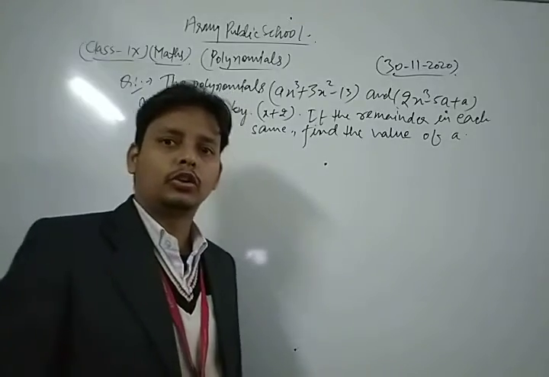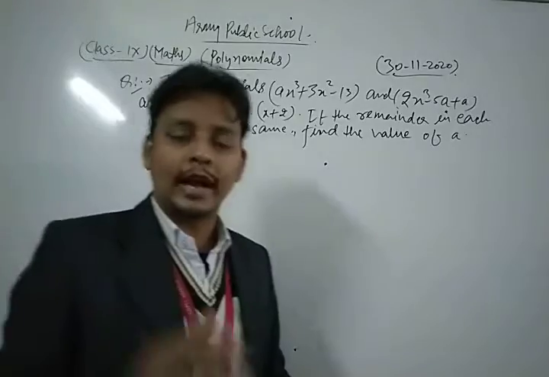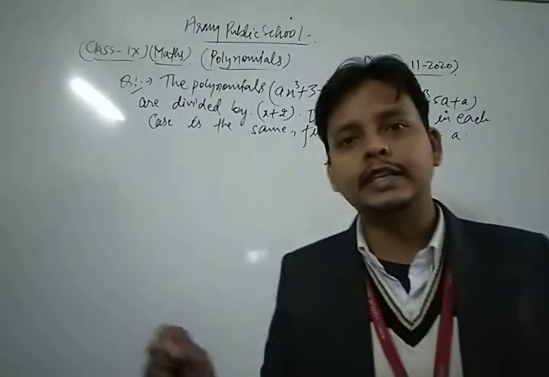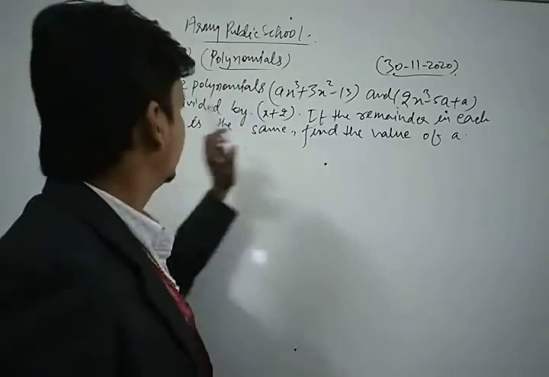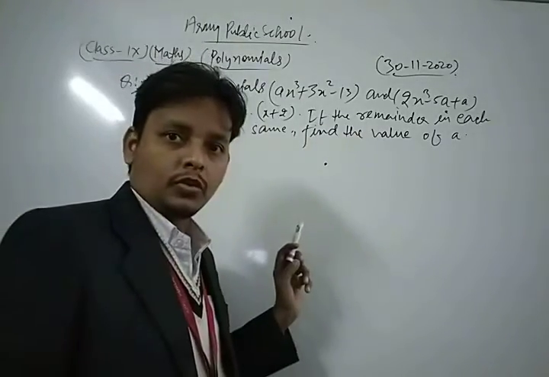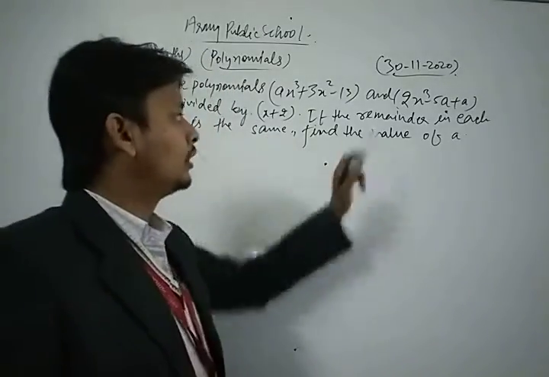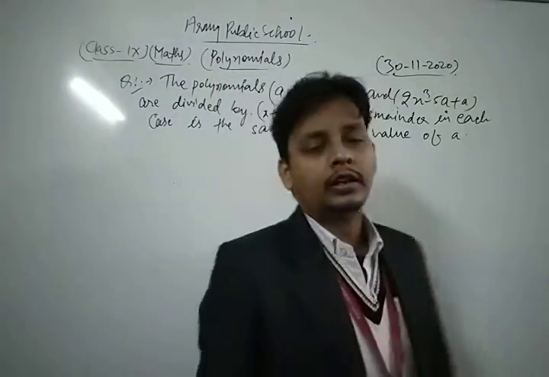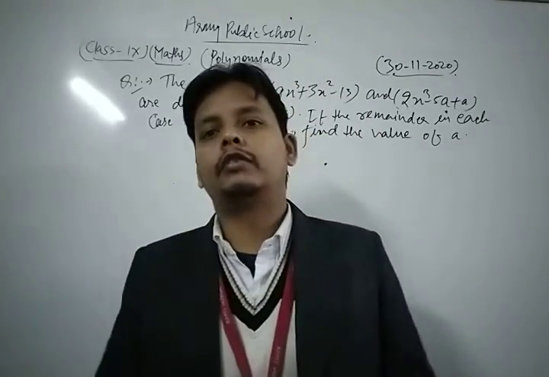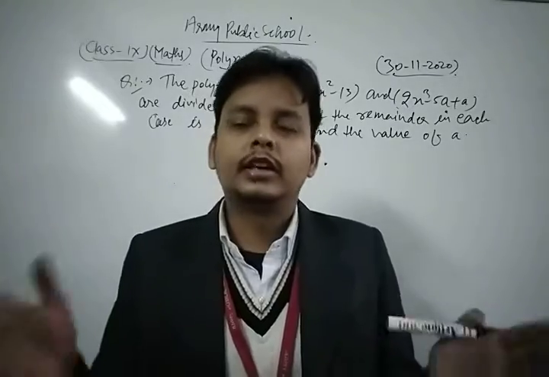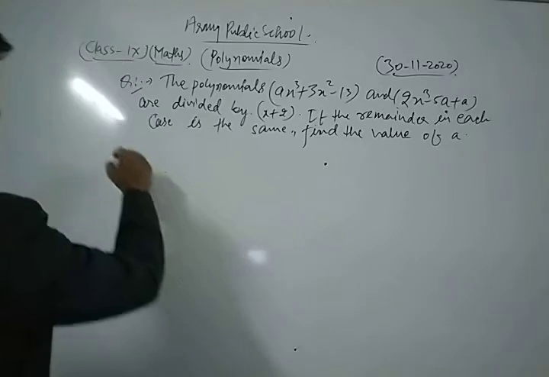Okay, here two polynomials are given, and each polynomial is divided by x plus 2. According to the question, the remainder in each case is the same, and we have to find the value of a. So first of all we find the remainder in each case, after that we equate them, and after solving that we find our result. Let's see its solution.